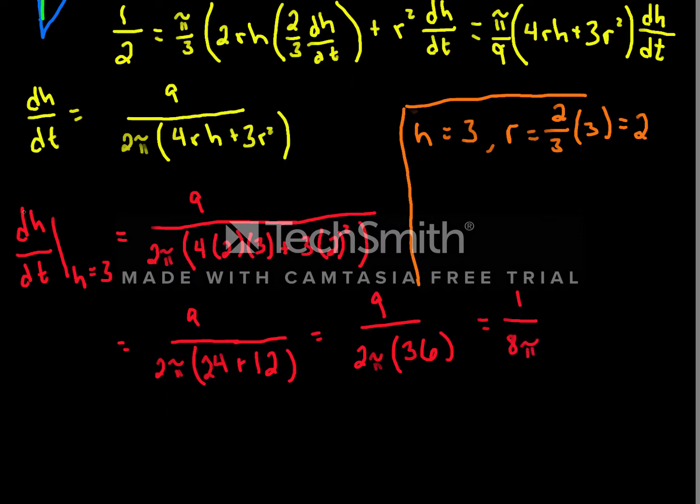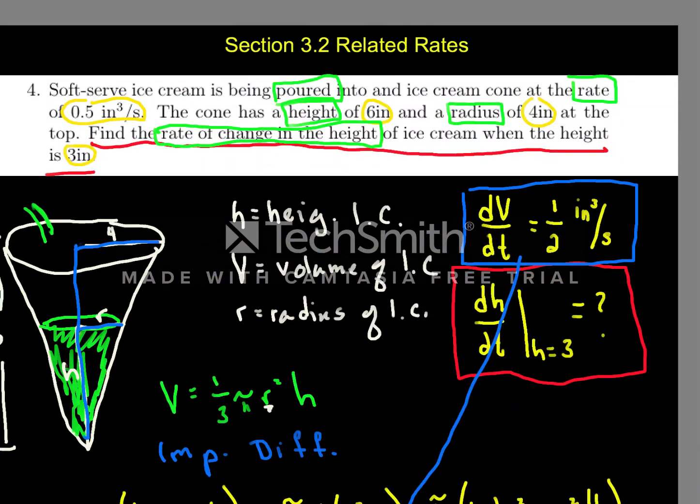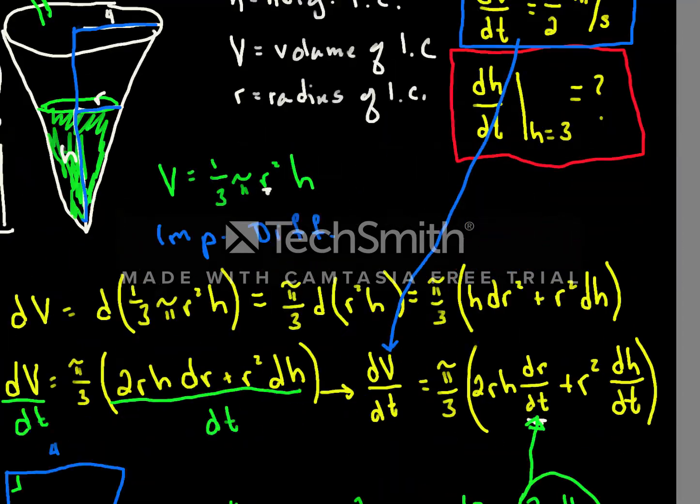And what are my units? Well, h is in inches, so this is inches per second. So writing out my answer, what's the question? Question is, find the rate of change of the height of the ice cream when the height is 3 inches.